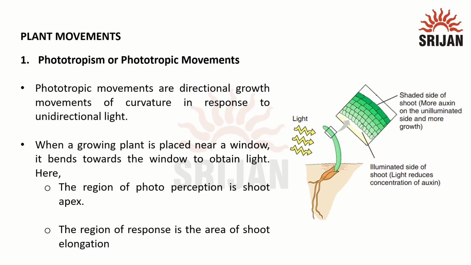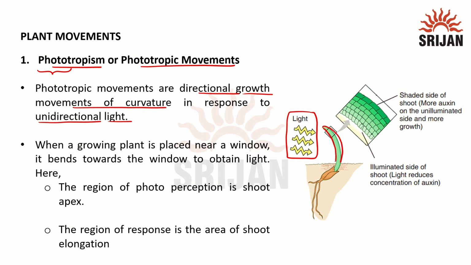First, we will try to understand phototropism or phototropic movements. These movements are stimulated by photons or the light energy. It is a directional growth movement of curvature in response to unidirectional light. Here we can see the light is coming from one single direction, and the shoot part has bent towards the light.